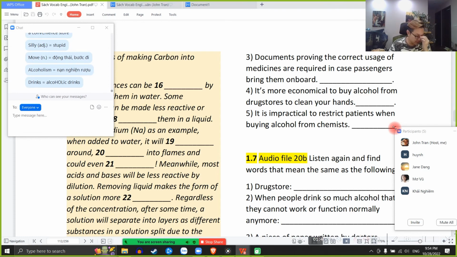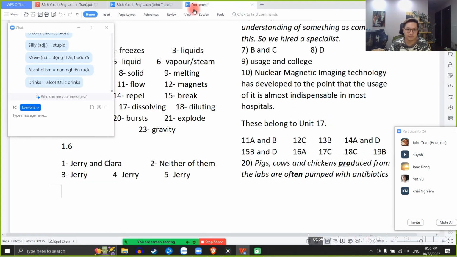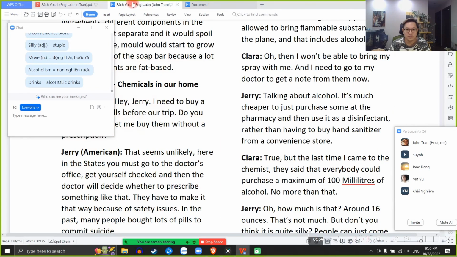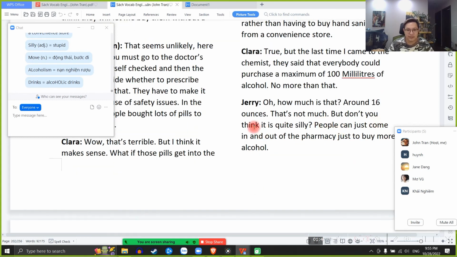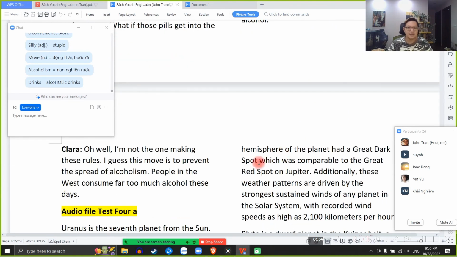Number five, it's impractical to restrict patients when buying alcohol from chemists. Hạn chế bệnh nhân khi mua cồn từ nhà thuốc là một điều không thực tế. Who said this? It's Jerry again. Because here you can see that. Don't you think it's quite silly? People can just come in and out of the pharmacy just to buy more alcohol. So it means that Jerry agrees that it is silly, right? But then Clara said, I'm not the one making these rules. So it means that she does not disagree, but she does not agree either.